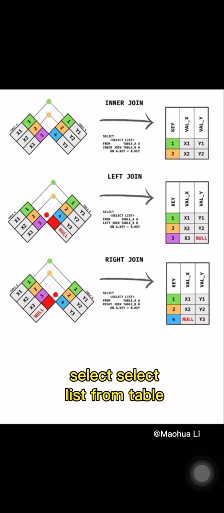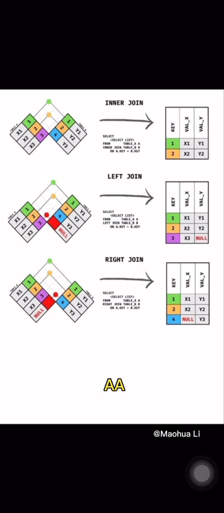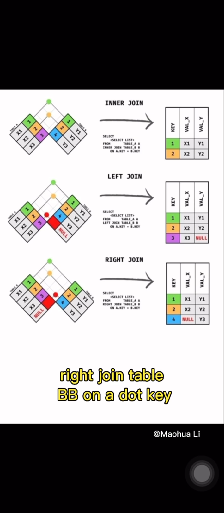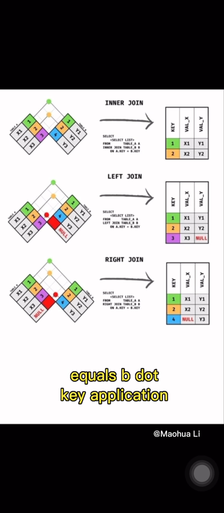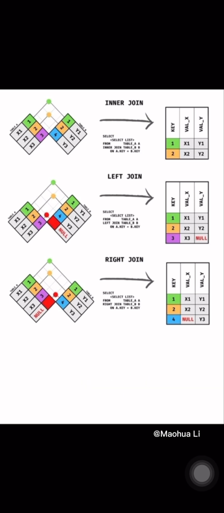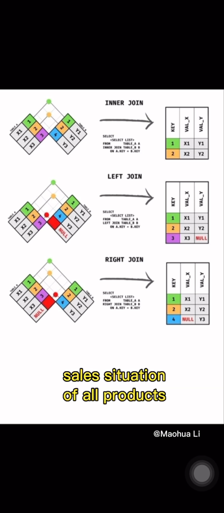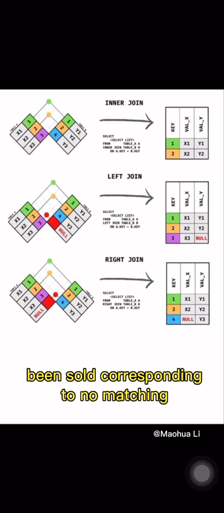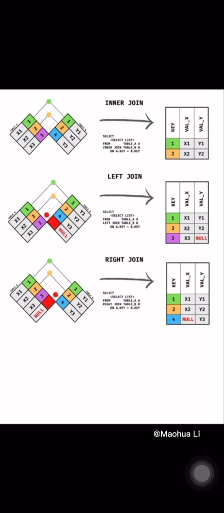SQL syntax. Select list from Table A right join Table B on A.key equals B.key. Application scenarios. Use it when you care more about all the data in the right table and the associated data from the left table. For example, when you want to count the sales situation of all products, even if some products haven't been sold, corresponding to no matching records in the left table.